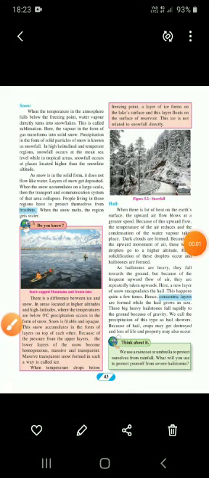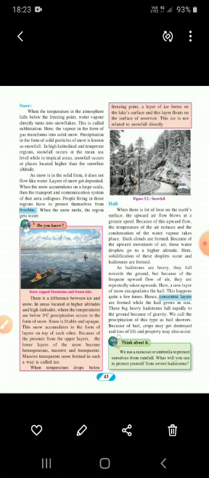Now children, we will see about snow. When the temperature in the atmosphere falls below freezing point, water vapor directly turns into snowflakes. This is called sublimation. So underline this definition, sublimation.